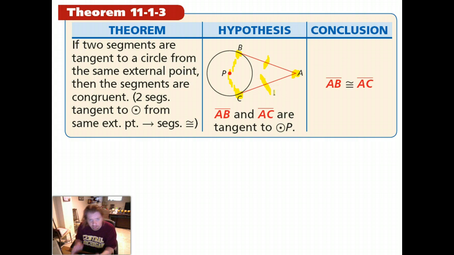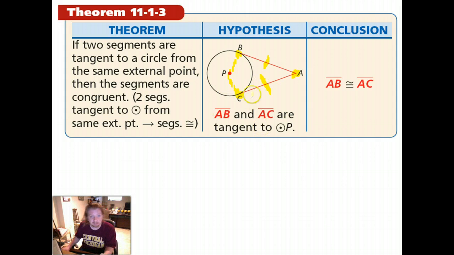There's only so many places I can put this. Now, from A going out to a point on circle P, there's only so many ways I can line that up so that it is tangent, it hits at a right angle. Because of that, it forces AB to be congruent to AC. And that's the way it works.